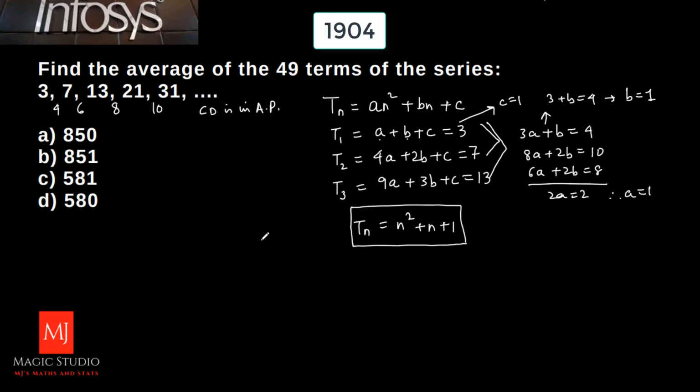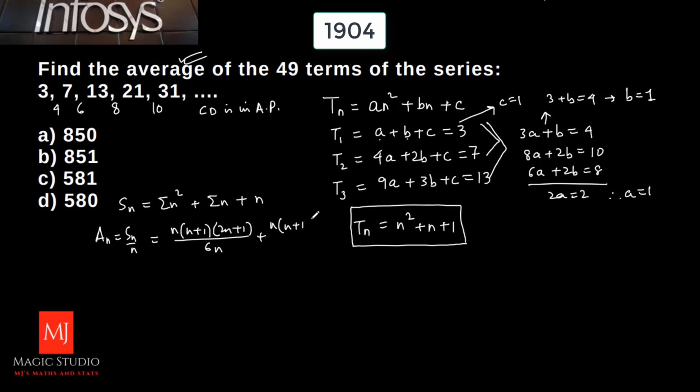This is the nth term. Now Sn would be the summation of n square plus summation of n plus summation of 1, n times, that is n. I need the average. So the average of n terms is Sn by n. That would be n into n plus 1 into 2n plus 1 by 6n, plus n into n plus 1 by 2n, plus n by n. Now n cancels, n cancels.